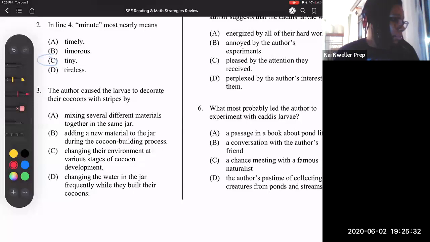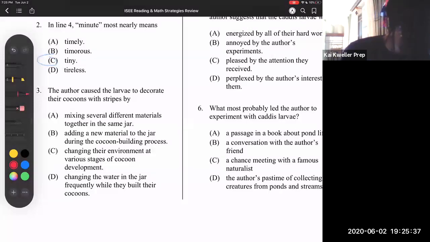All right. Perfect. So for three, it must be C.